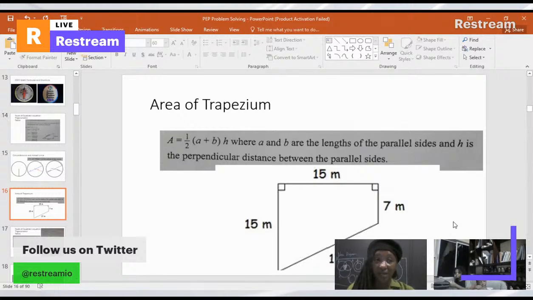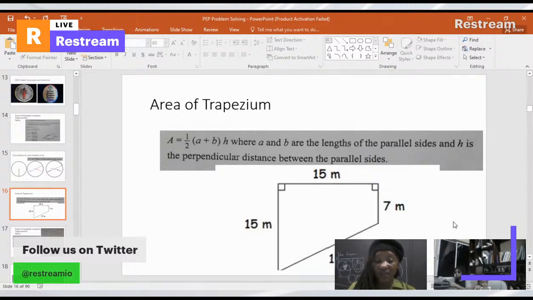This is a common mistake that persons make, thinking that once a number is there in the problem, you need to use the number. No, you don't. Just because it's there doesn't mean that you have to do anything with it. If you don't need it, you don't need it.